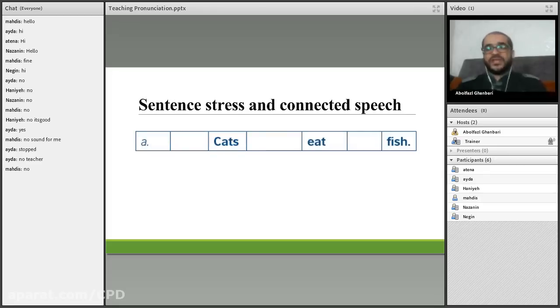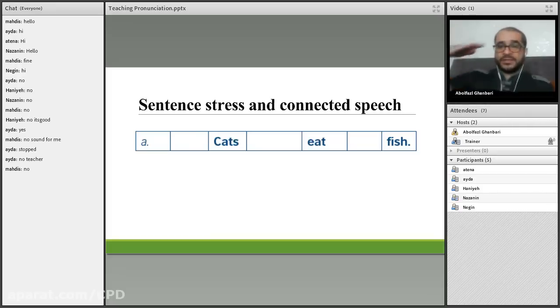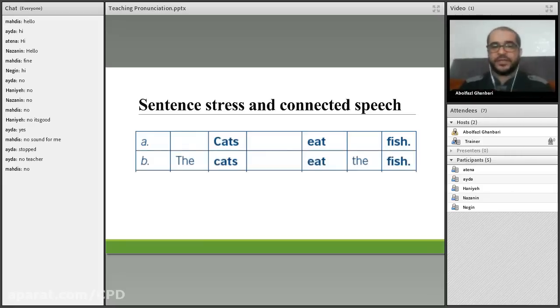The next part is sentence stress and connected speech. What is sentence stress? Look at the example. We say cats eat fish in the same level of sound. Cats eat fish. Look at the next one.